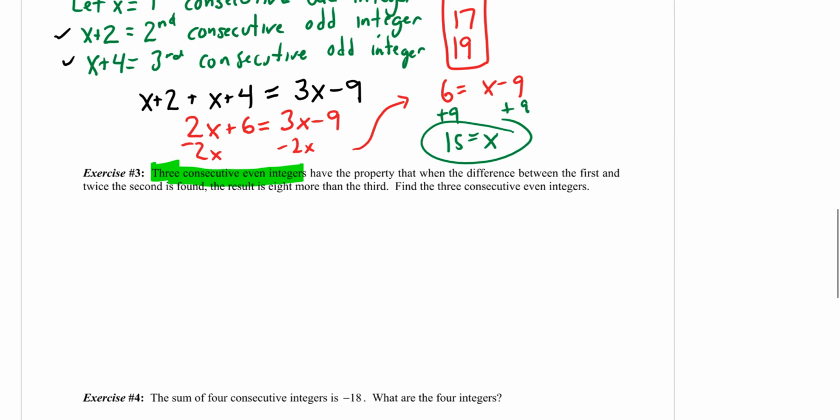Then you type it in. If you do x, first x, consecutive plus 6 even integer. Even numbers 2, 4, 6, 8. Odd numbers 3, 5, 7. How do I get from 2 to 4? Add 2.